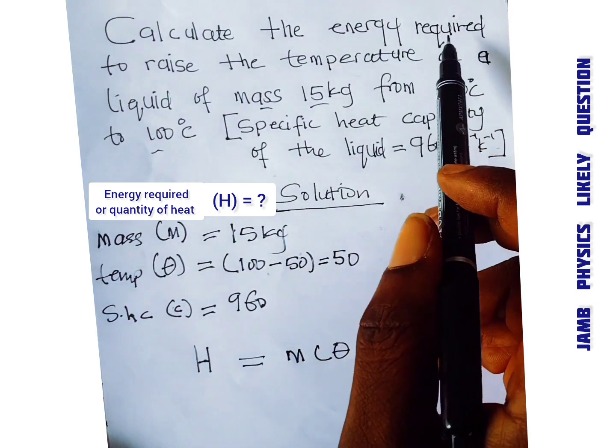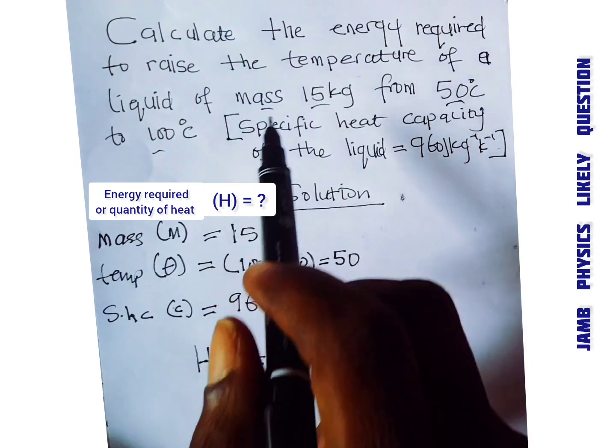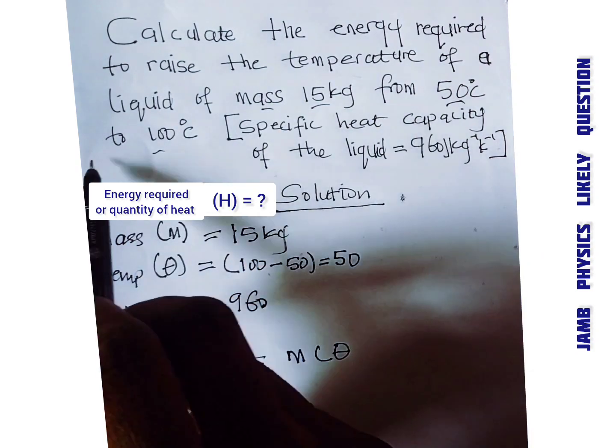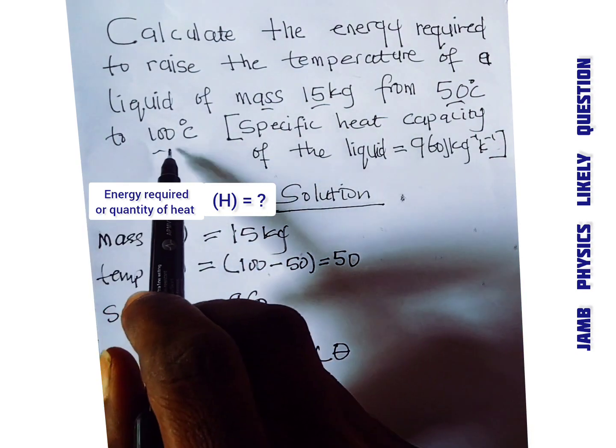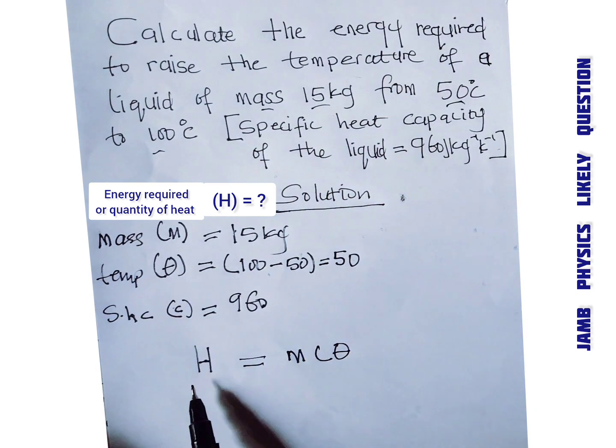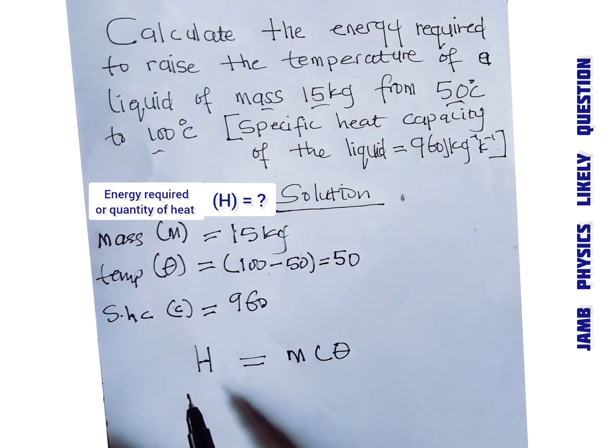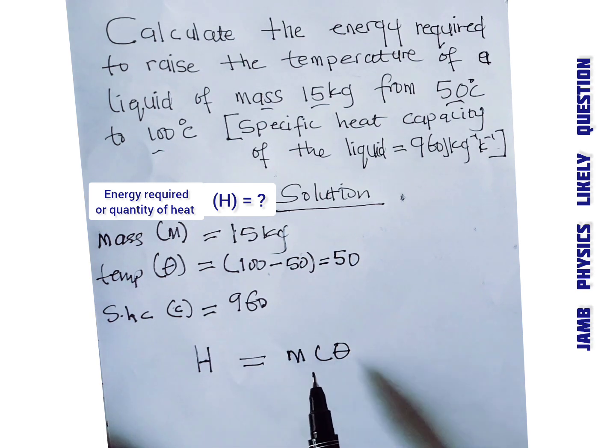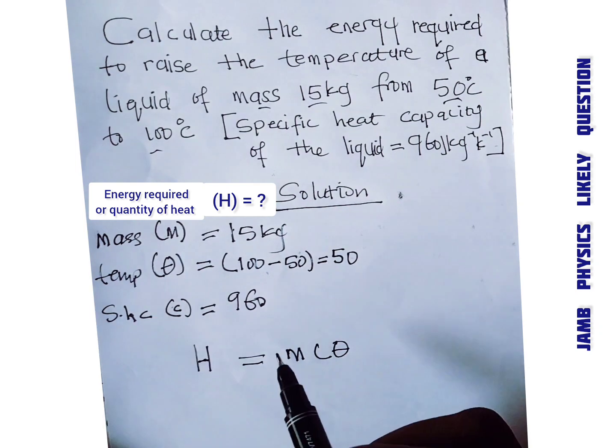Let's note that this H here, which is known as quantity of heat, represents the amount of heat energy that is required to raise the temperature of this liquid from 50 degrees Celsius to 100 degrees Celsius. And that is what the question asks us to obtain. So this is what we are solving for, the energy required. So we say quantity of heat, which is represented in physics by H, is equal to MC theta.